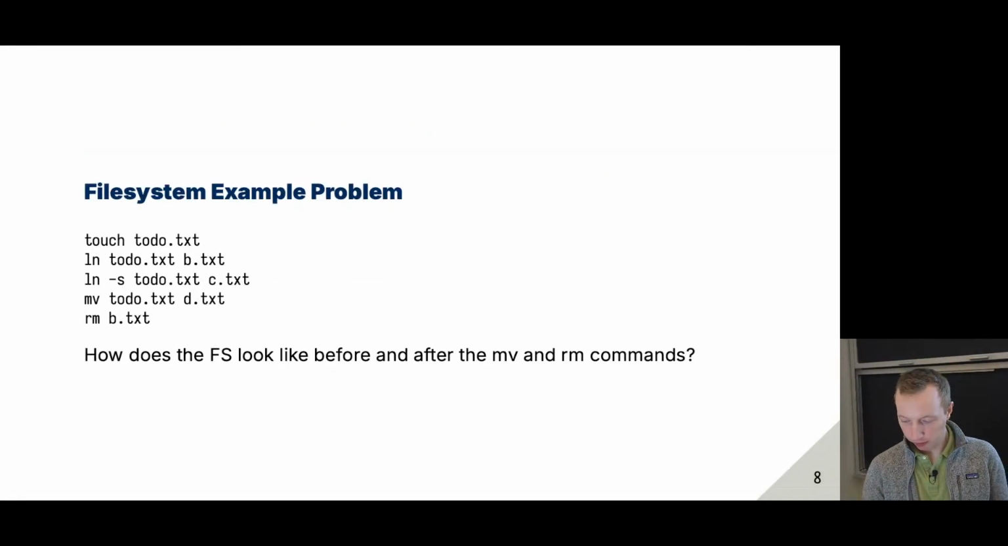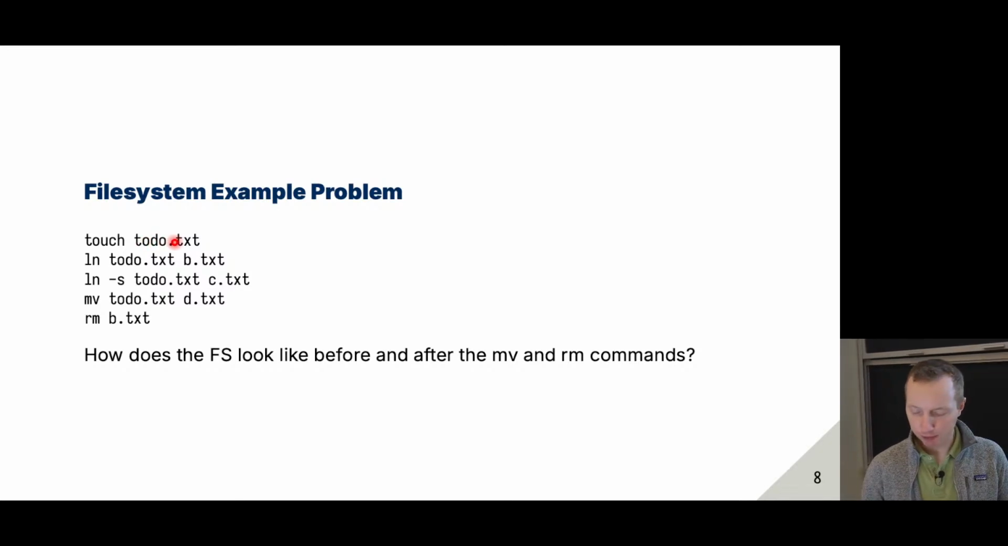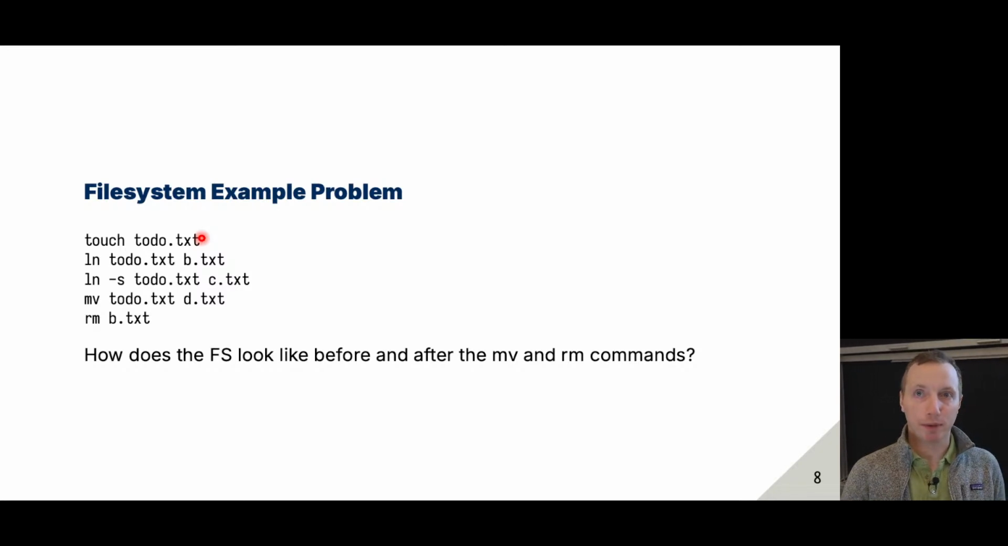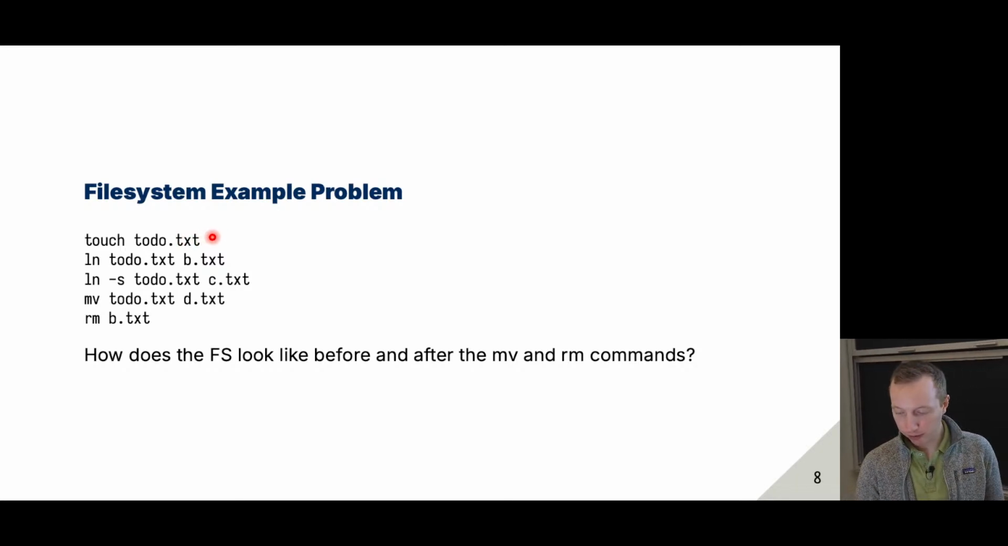So yeah, we can go through a little example then. This touch command, I'll show you why I'm slightly distrustful of it. The touch command by default will just create a new file if that file doesn't exist. What it's supposed to do is update the timestamps of when you last modified it. But if I touch todo.txt, it would create a new file. So I would have a new entry in this directory called todo.txt that points to some new inode.